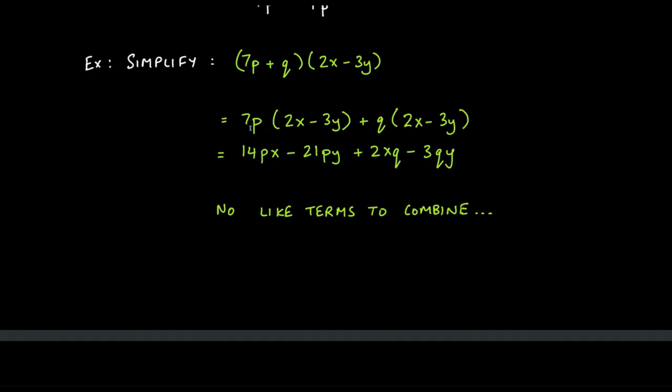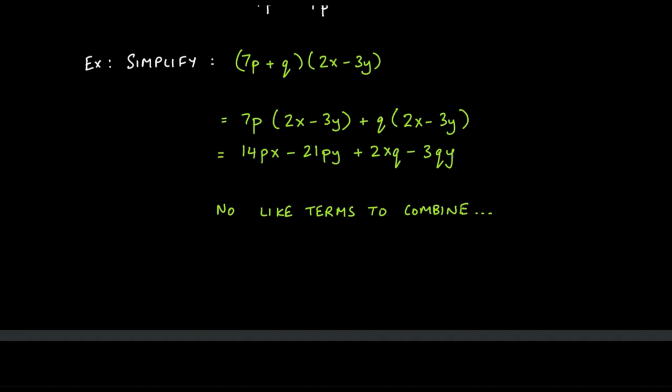Most of you, again, if not all of you, are going to skip writing this step and do the following. 7p times 2x is 14xp, or px, which is what we have here. And then 7p times negative 3y is negative 21py. Again, there's nothing wrong with that, but what that does not allow you to see is the mechanics of how we undo this. So in a future section, I will give you this as the problem, and I will ask you to go back to where it came from, which is this.